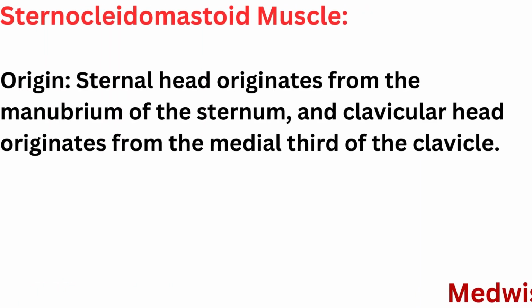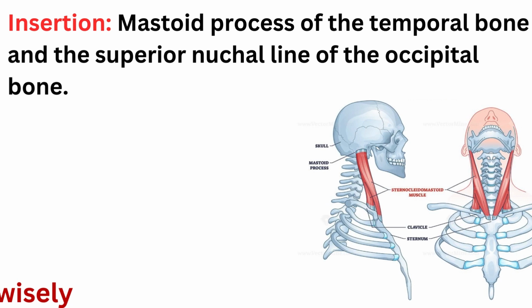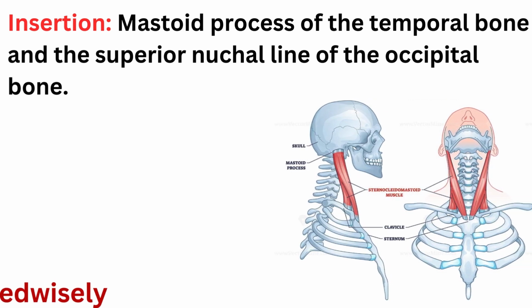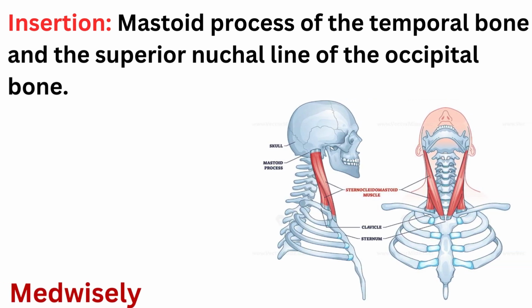Sternocleidomastoid muscle. Origin. Sternal head originates from the manubrium of the sternum, and clavicular head originates from the medial third of the clavicle. Insertion. Mastoid process of the temporal bone and the superior nuchal line of the occipital bone.